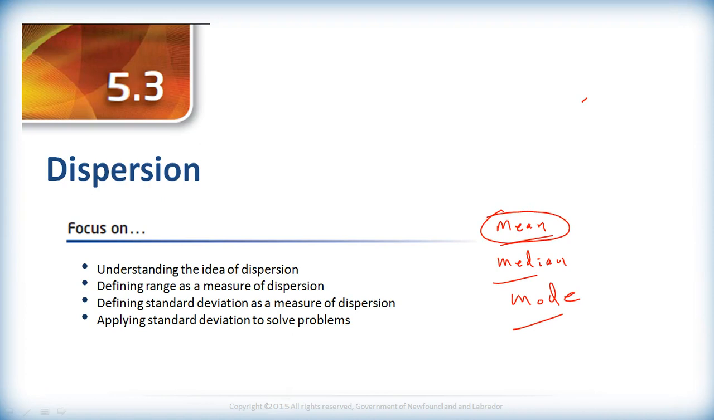So let's start off by saying we're going to look first of all at the idea of dispersion. We're going to define range as one way to measure dispersion. We're going to define something called standard deviation as another measure. And then we're going to apply standard deviation to solving some problems. We won't get into too much of that in this session.